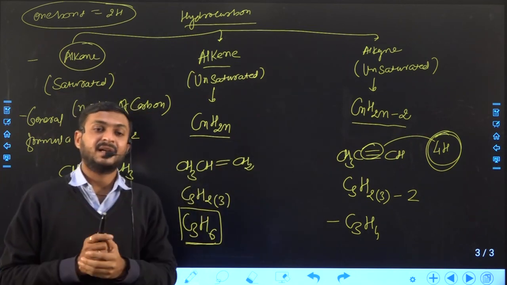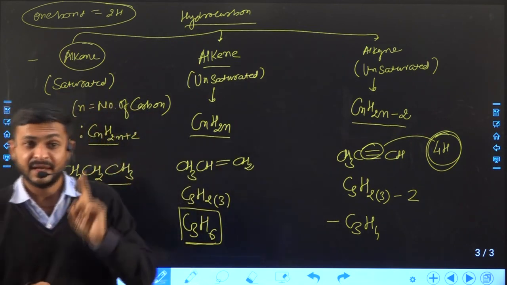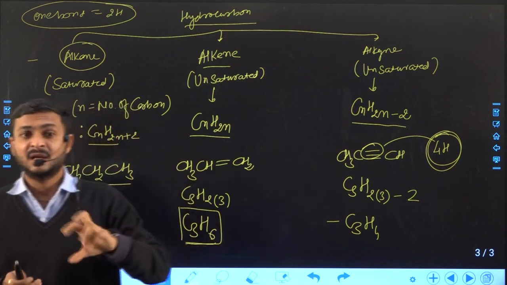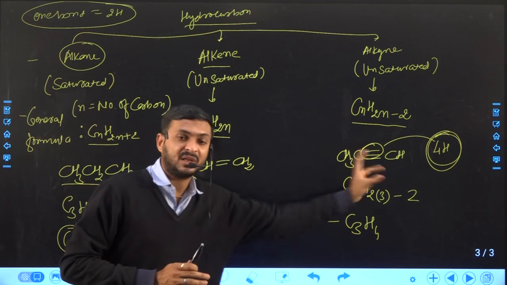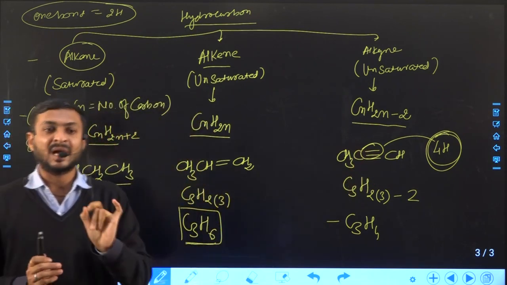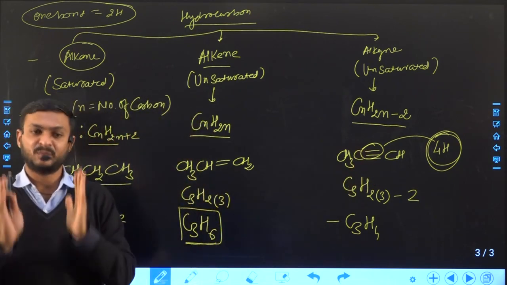But this is the category of acyclic compounds. Here in this case, we are not discussing cyclic compounds. Here we discuss in all cases acyclic compounds. That means terminal hydrogen is present.